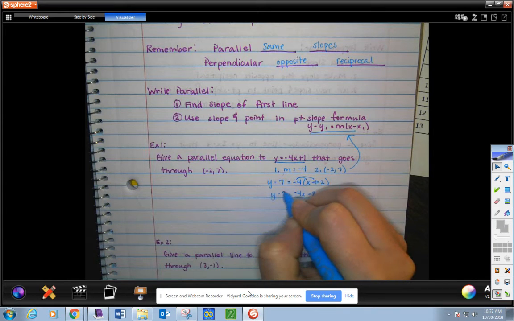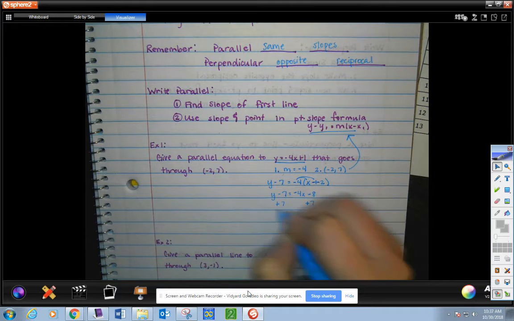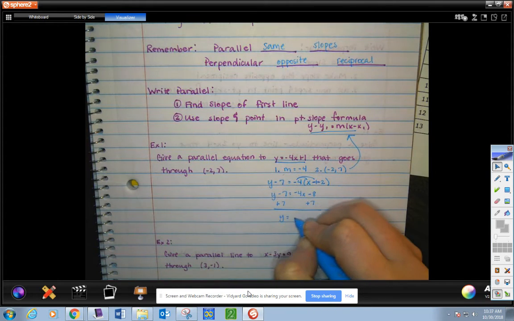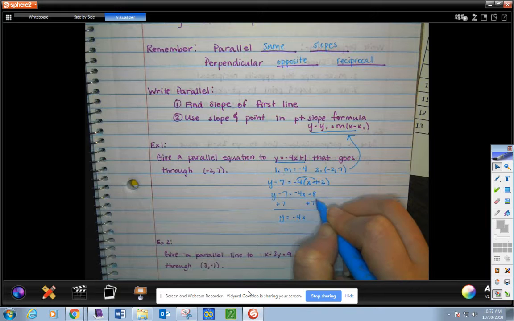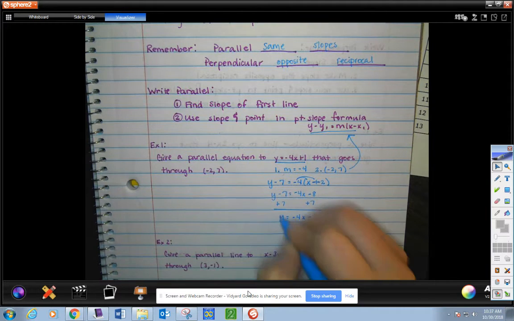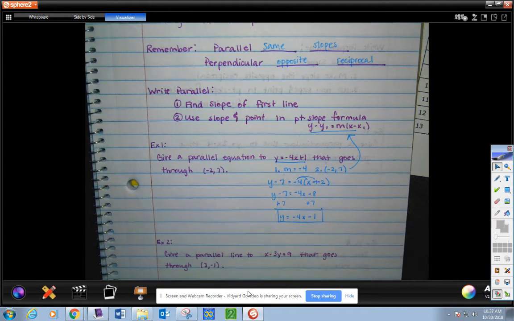I'm going to bring down y minus 7 equals, and to get y by itself, I must add 7. When I add 7, I get y equals negative 4x, and negative 8 plus 7 is negative 1. Okay, this is my new line.